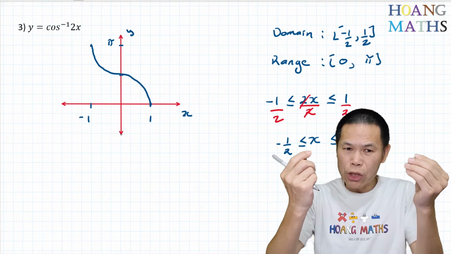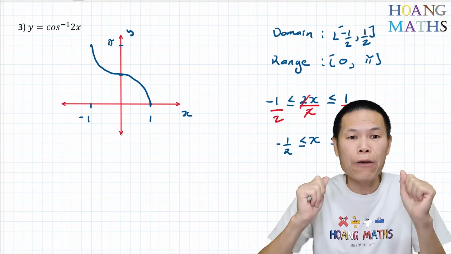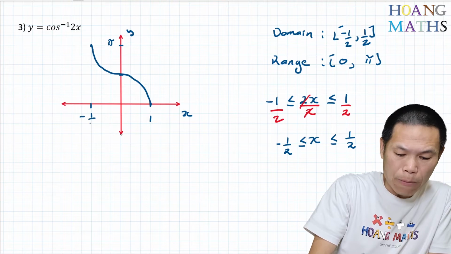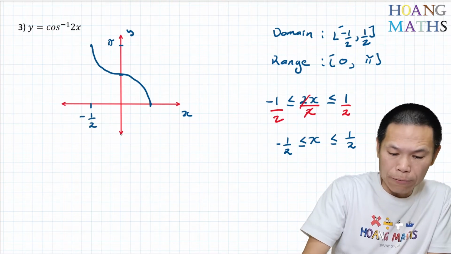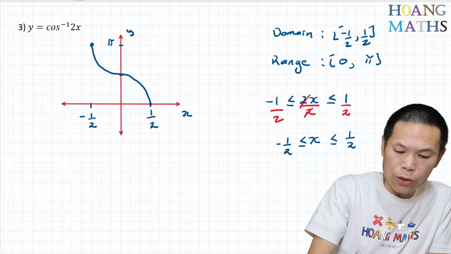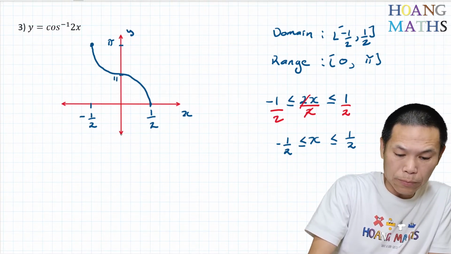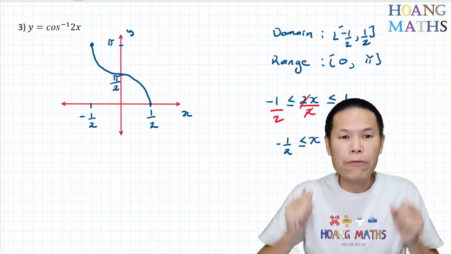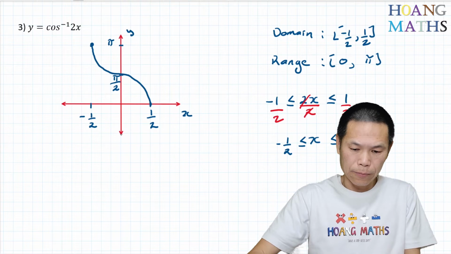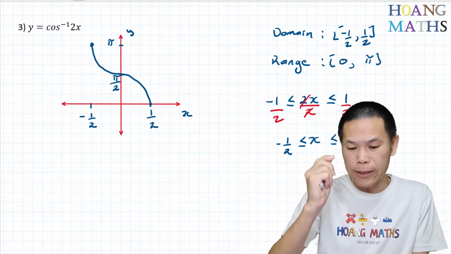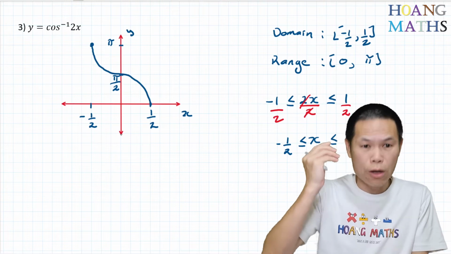So now the domain is changed to -1/2 to a half. So this one here, we should change into -1/2, and this is a half. And the range is exactly the same, so just write pi over 2 here. So there you go. This is cos inverse of 2x. And the domain is between -1/2 and a half, and the range stays the same, which is from 0 to pi.